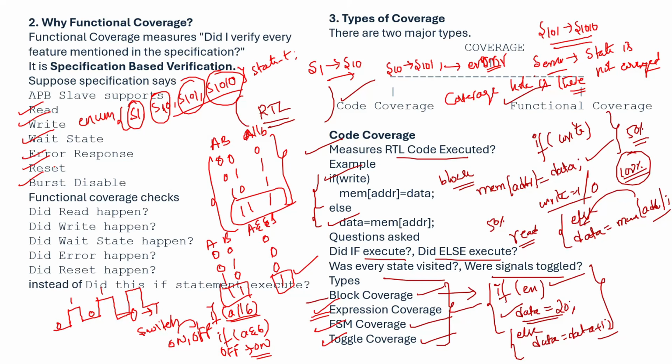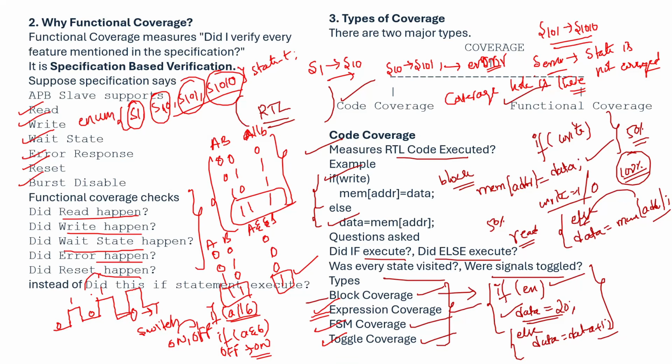This is related to the specification. In the specification they are giving, we need to check whether reading is there or writing is there, whether the read is completed or the write is completed. All these things we need to check. That is related to functional coverage. Did a read happen, did a write happen, did a wait state happen, did an error happen, or did a reset happen. All these things we need to check.